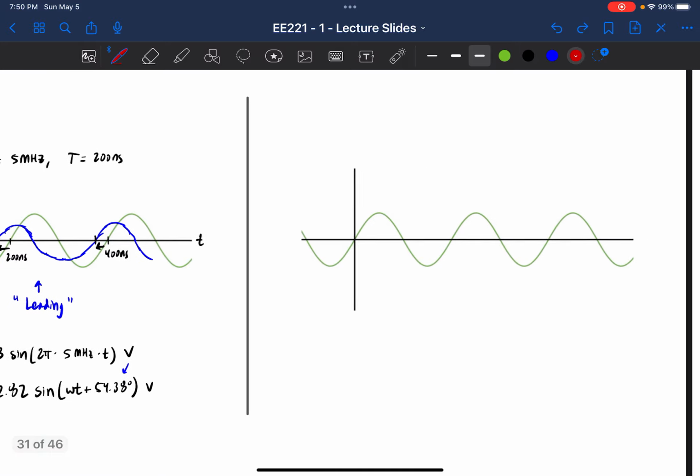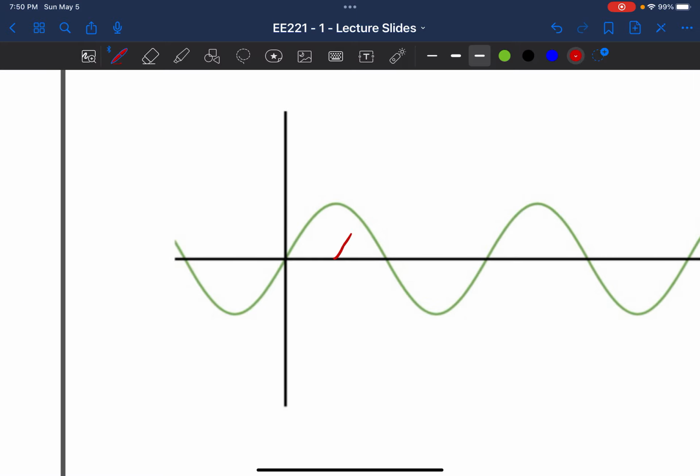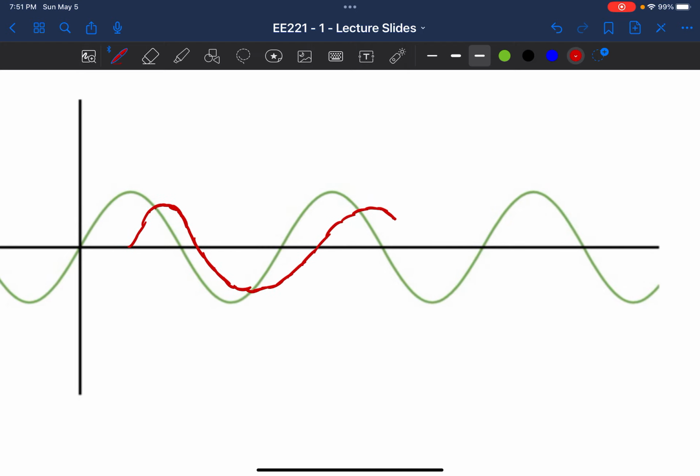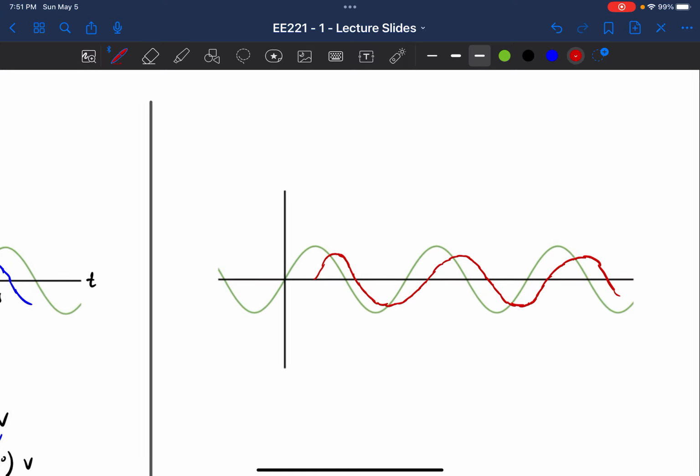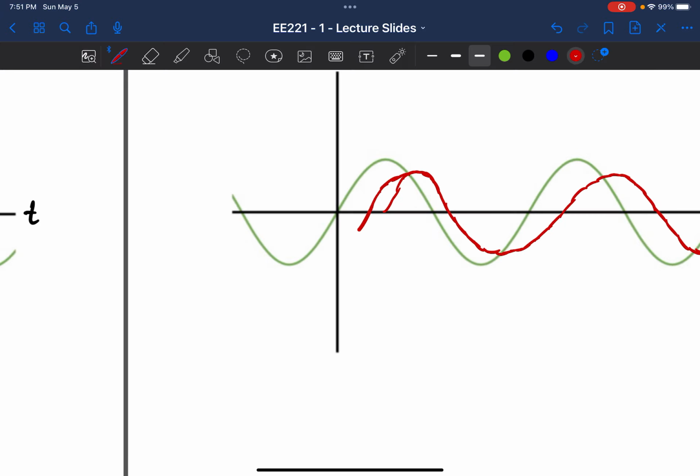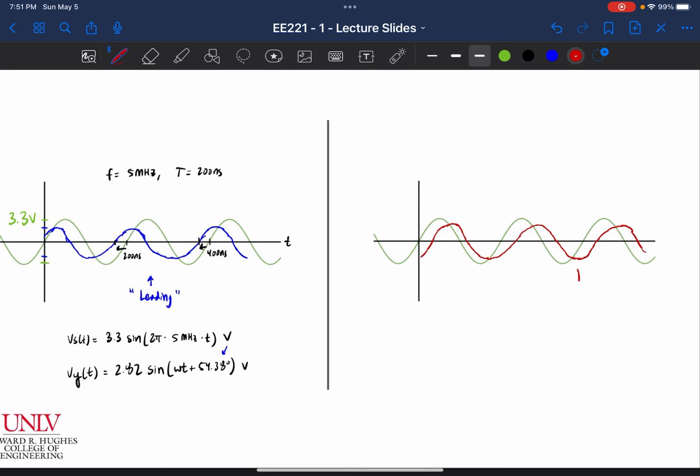So I'm going to draw what a lagging signal would look like over here. The peak would occur somewhere here, and then the trough would occur somewhere here. Please forgive my sine waves, I'm trying my best. Then it would come around and the peak would occur here, and then come down. Okay, so you get the picture. So now I'm looking at a lagging signal, okay?